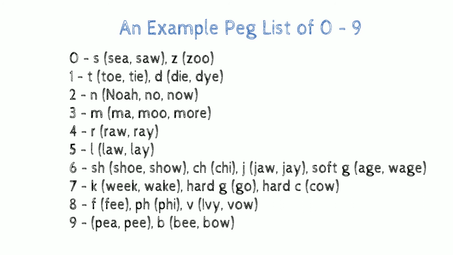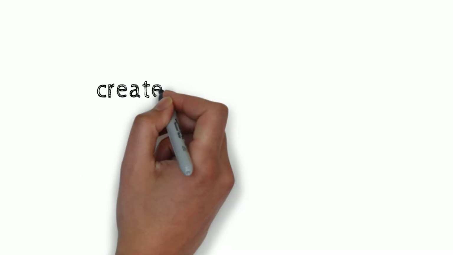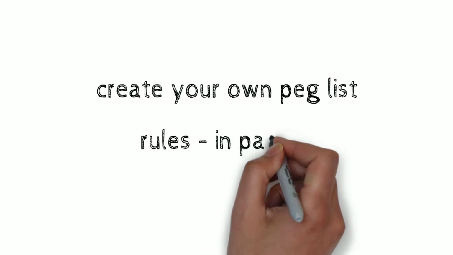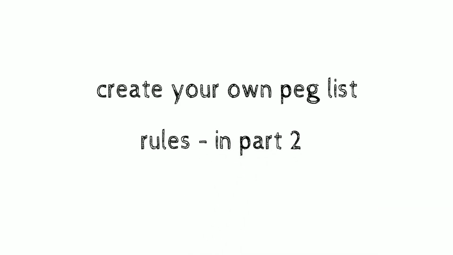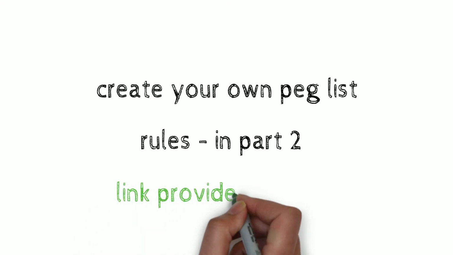As you can see, you can come up with as many words as you like, but that's not the point. The point is to create your own peg list from these consonants. I'll show you mine in a moment so that you can get creative and create yours. I've also talked about the rules of the major method in part 2 of the series. Please have a look at it to understand the concepts of when to use vowels, why we disregard silent letters, and why we focus more on the consonant sounds instead of the letters themselves. To go to part 2, click the link provided below this video.